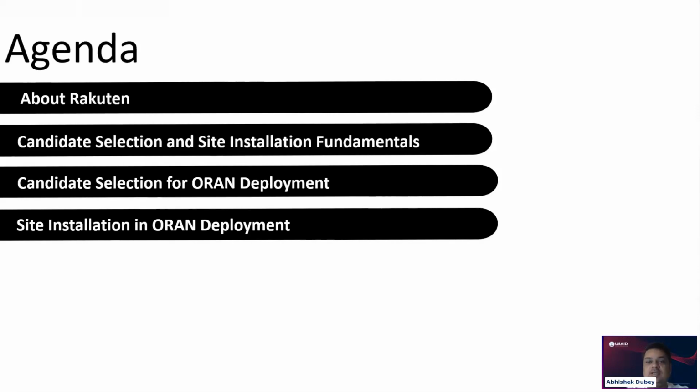We'll also understand, and I will explain, the difference between the traditional and the O-RAN, because in traditional, what equipment you need to send to the site for the installation, and what equipment you are going to send for the installation on the site in O-RAN. So there is a difference between both. We are going to see that, and after that we will see in detail what the candidate selection process in the O-RAN deployment is and what the site installation in the O-RAN deployment is. So this is the agenda for today, and welcome everyone. Let's start.